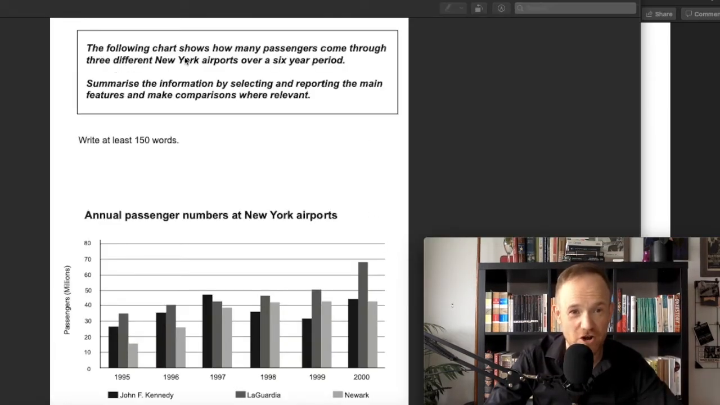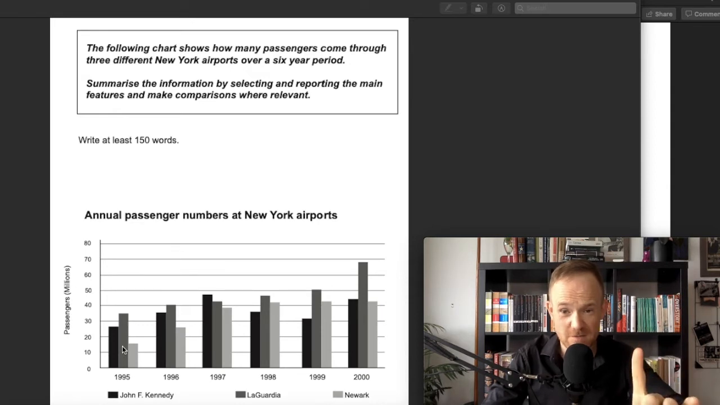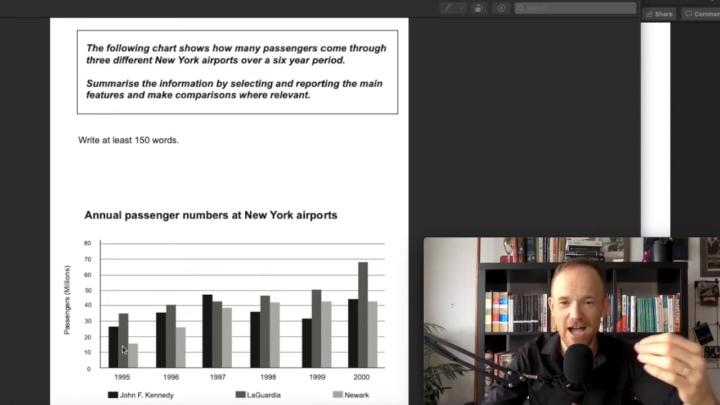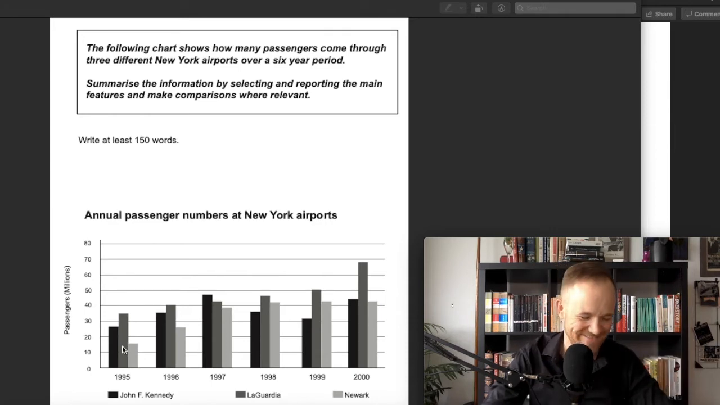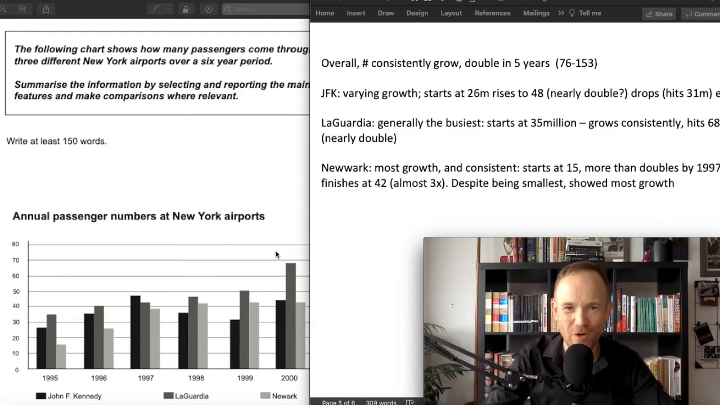The following chart shows how many passengers come through 3 different New York airports over a 6-year period. All right, so we've got 3 airports, JFK, LaGuardia, and Newark. You can see we've got 6 different years here, and you know what? Take 5 minutes, press pause, and after 5 minutes, we'll take a look at my notes and how I plan to organize. Press pause. All right, I trust you.